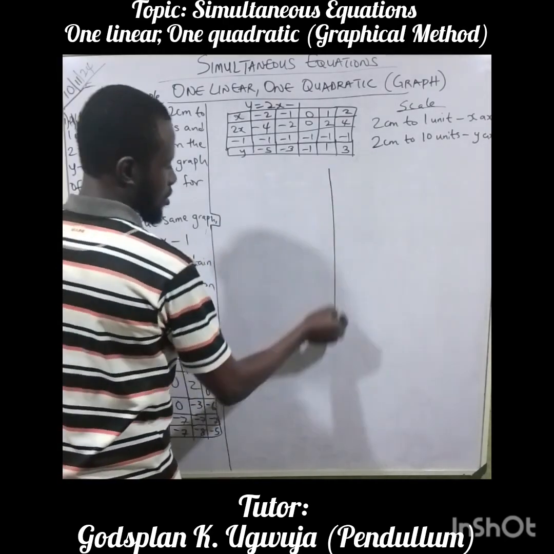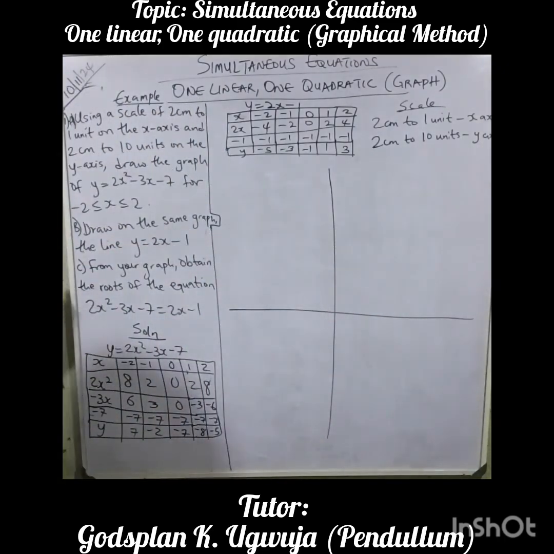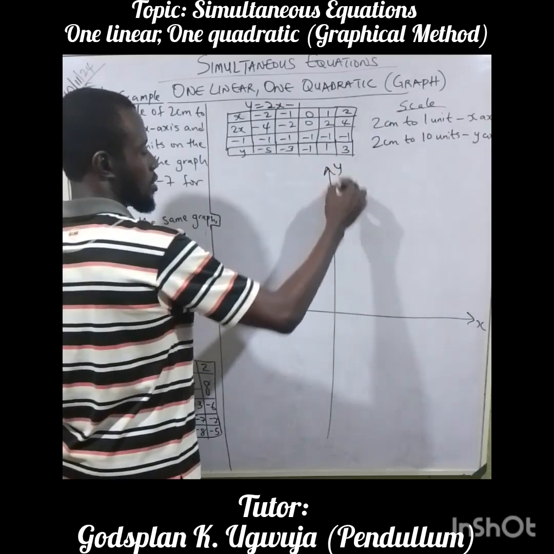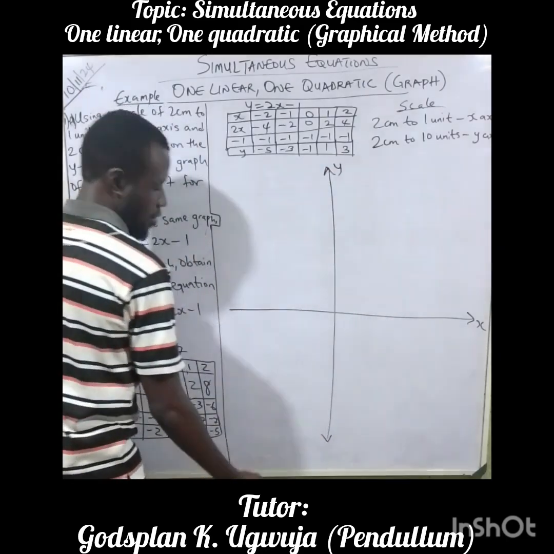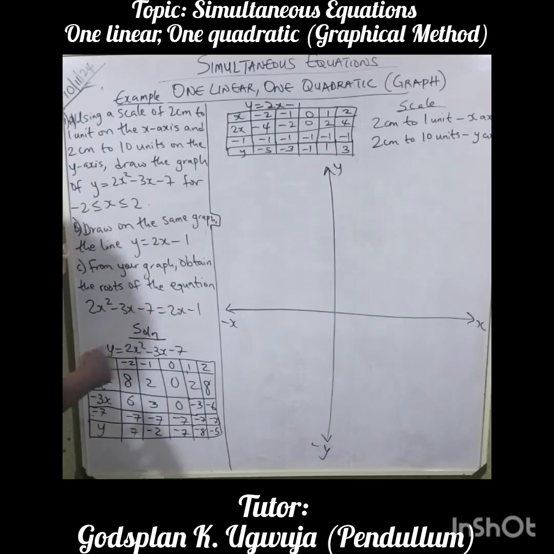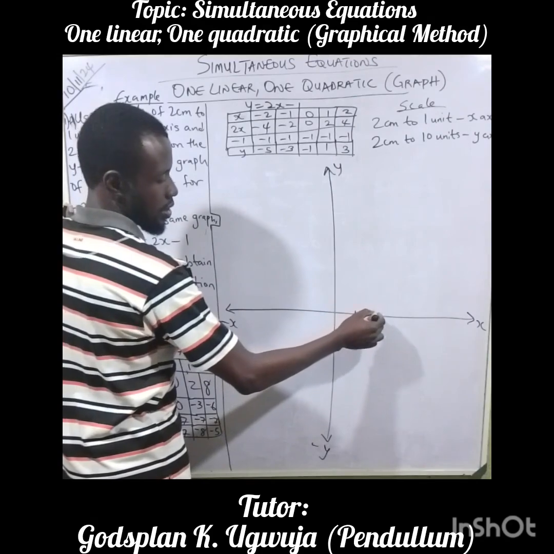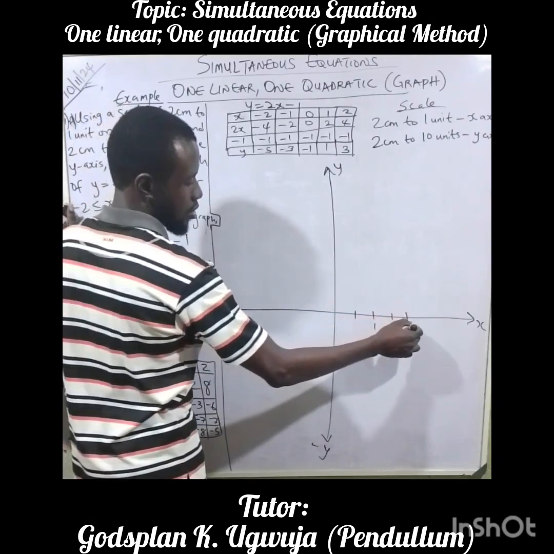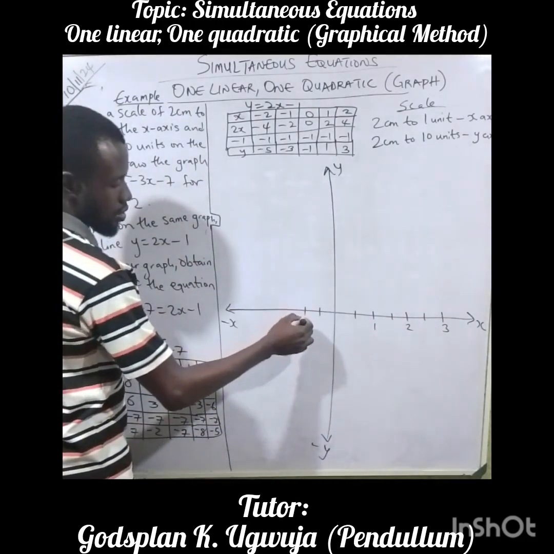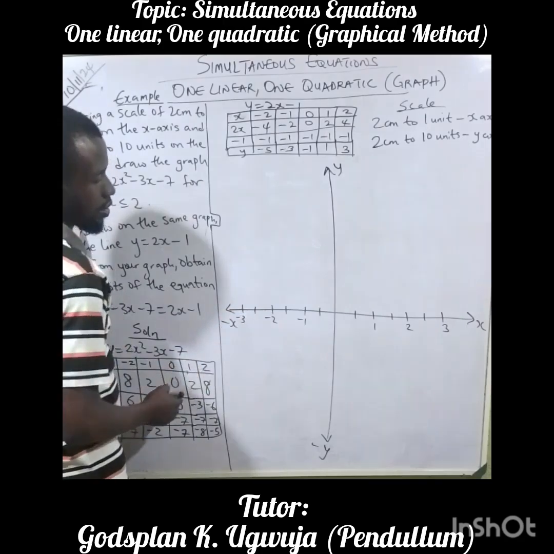So I'm going to have something like this. It's basically going to be in the middle. So these are x, y, minus y, minus x. Now on the x-axis, we are told 2 cm to 1 unit. So it should be something like this. 1, 2, 3. Minus 1, minus 2, minus 3.